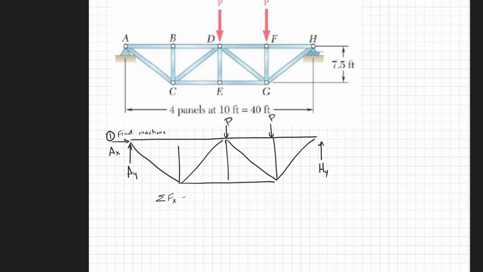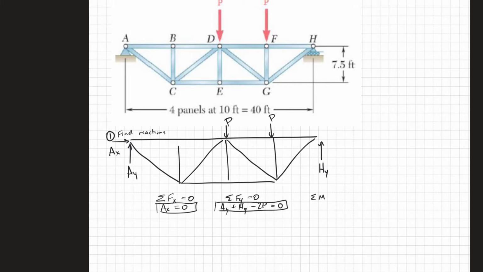Okay, the sum of forces in X equals 0, so that's AX plus nothing equals 0. So good, we've got one reaction. All right, and now in the Y direction it's pretty straightforward. Sum of forces in the Y equals 0. We've got AY is up, HY is up, and we've got 2 P's that are down, okay? And unfortunately, we can't solve that one yet.